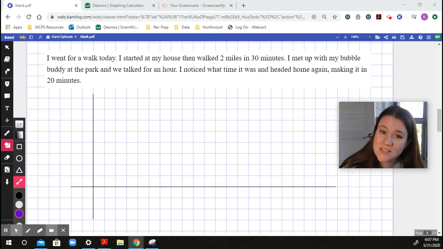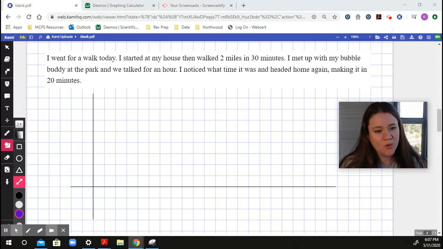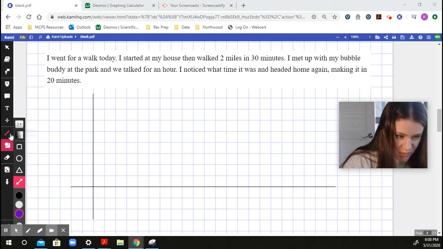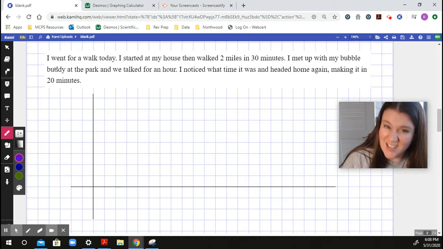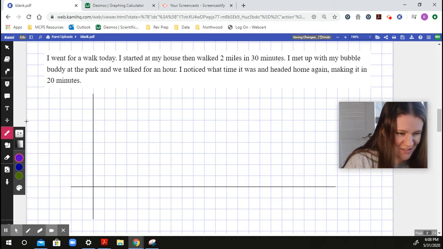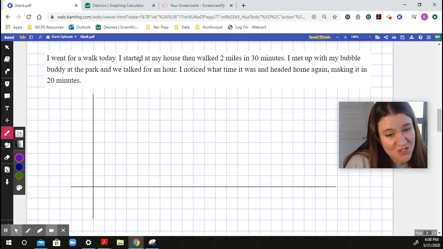All right, so here's an example of one. I went for a walk today. I started in my house. Then I walked 2 miles in 30 minutes. So what we should do, as we used to do, is underline your verbs. I went for a walk today, and it's not letting me underline my verbs. I started at my house, then walked, and I would circle your 2 miles.